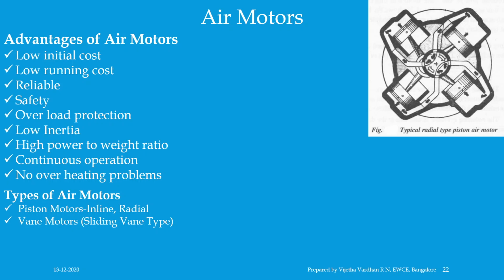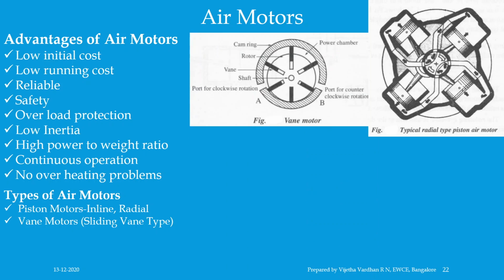Coming to the next type of motor, which is called a vane motor, the sliding vane type. Vane motors are generally lighter, more compact and cheaper than the piston motors, available in power ranging from fractional capacity to 20 kilowatt. Their power to weight ratio is outstanding, and the figure illustrates the main parts of the operating principle of a reversible vane motor.